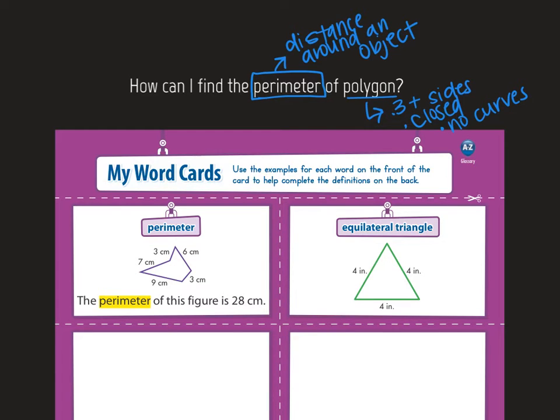Okay? Another word that you guys will see in these upcoming lessons is equilateral triangle. An equilateral triangle is basically a triangle whose sides are all the same length. So 4 inches here, 4 inches here, and 4 inches here. Okay? Equilateral triangle, all sides are equal. All right, we are going to keep going.